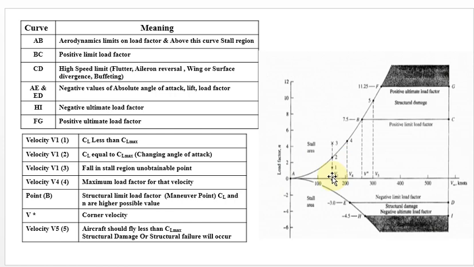Now you move on to the next velocity, like velocity V4. For velocity V4, this is the maximum load factor for the corresponding velocity. That means as I increase the velocity, my CL max increases, and because of that CL max value, I automatically get my new load factor. For the corresponding V1 velocity, this is the maximum load factor value. You can compare this one with the corresponding load factor value.